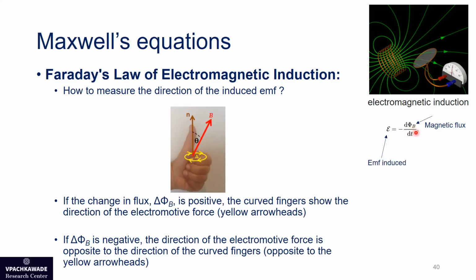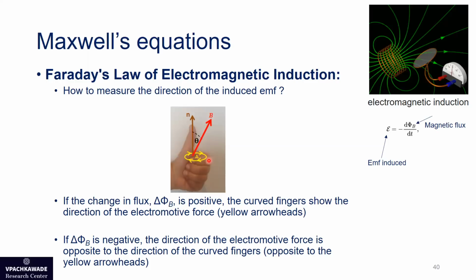So this change is indicated by delta phi b. How to calculate delta phi b? Take the magnitude of the initial flux and the magnitude of the final flux, and subtract the two quantities. If that value is positive, which is if delta phi b is positive, then the curved fingers show the direction of the EMF by the yellow arrowheads. You see, the yellow arrowhead is indicating the direction of the EMF generated.